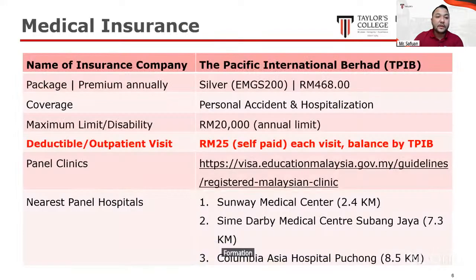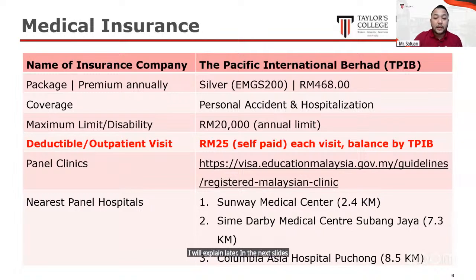So for medical insurance, this is the insurance company, Pacific International Berhad, TPIB. So the package that EMGS provides is Silver EMGS 200, and the amount that has to be paid to EMGS yearly is 468. So it covers personal accident and hospitalization. It covers 20,000 per year, and they also have a deductible of 35 ringgit self-paid for students that visit the clinic or hospital. I will explain later in the next slides.